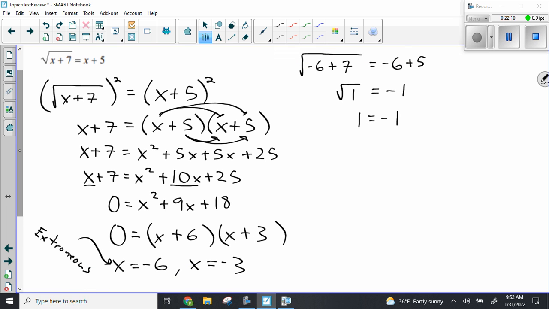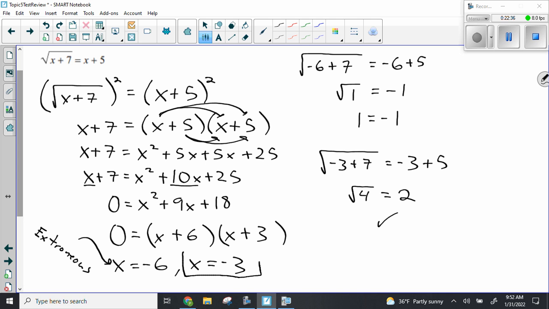So -3. Is it the case that the square root of -3 plus 7 is equal to -3 plus 5? So is the square root of 4 equal to 2? And it sure is. And so while I do get two solutions when I solve, the only one that is not extraneous is x equals -3.